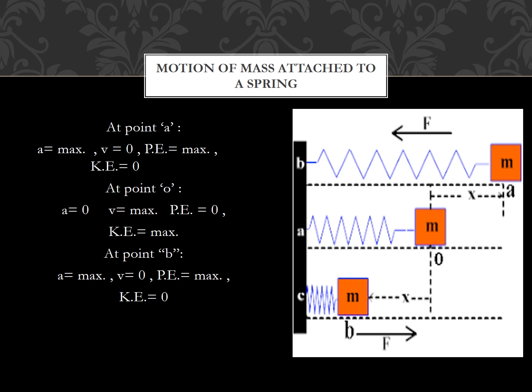Now we will discuss the same points at O. At the mean position O, acceleration is 0 because the distance covered by the mass is 0.